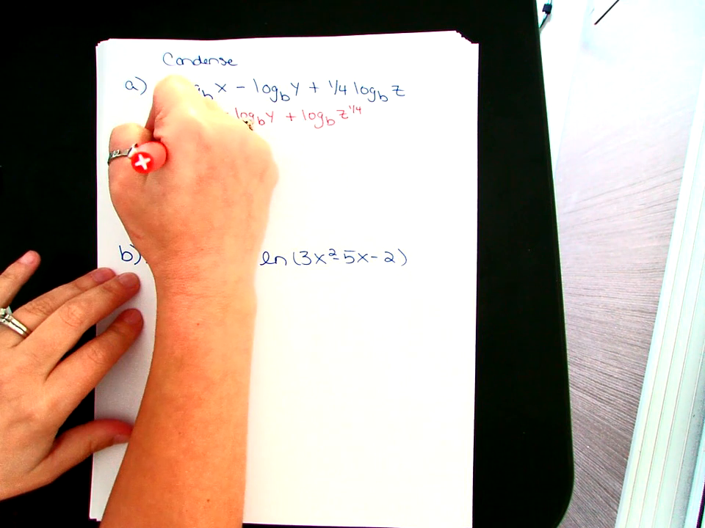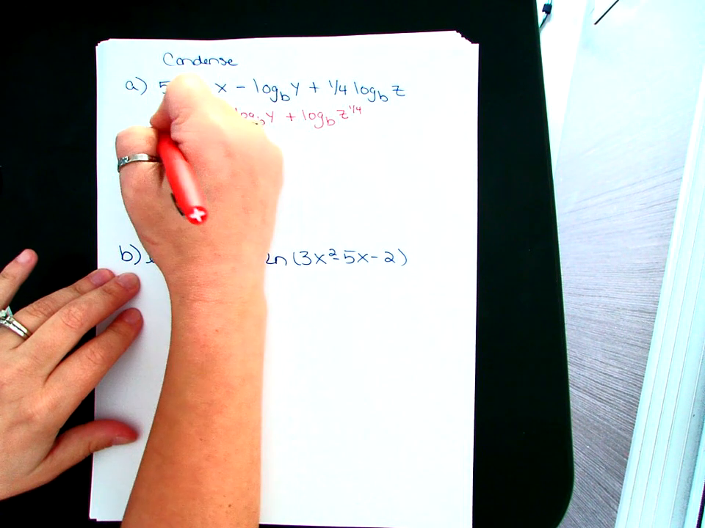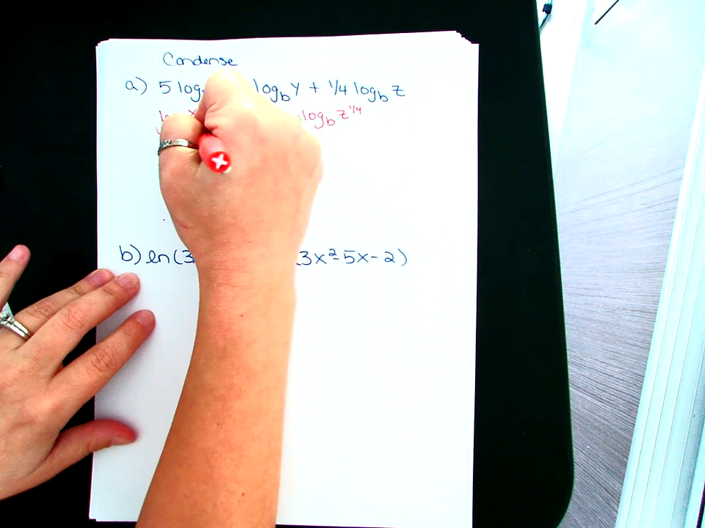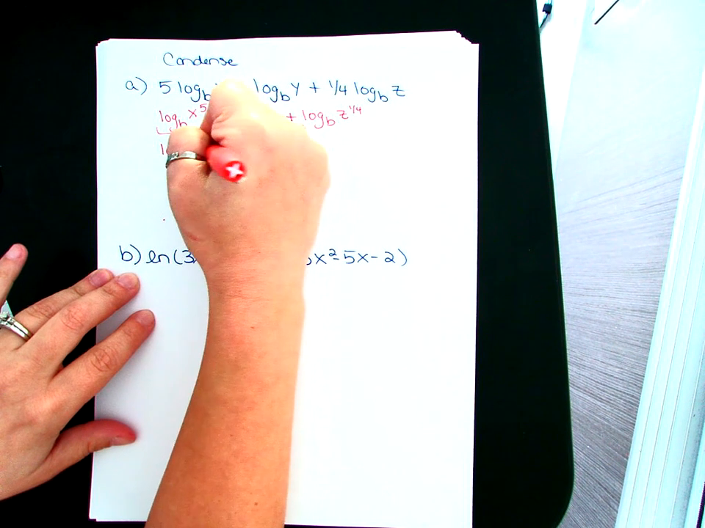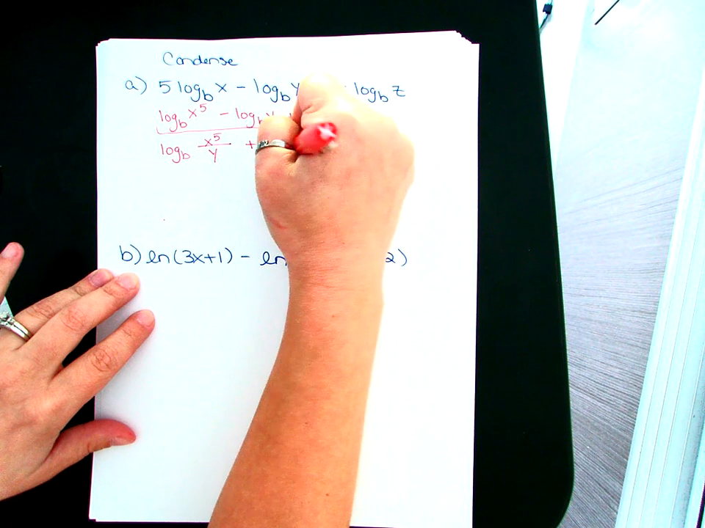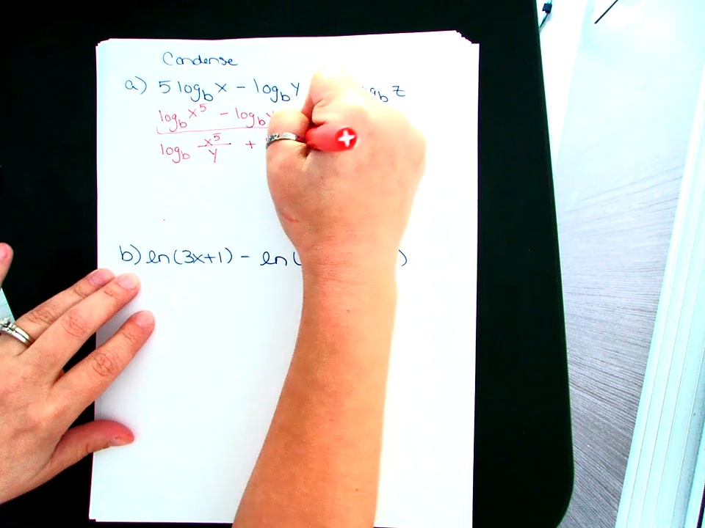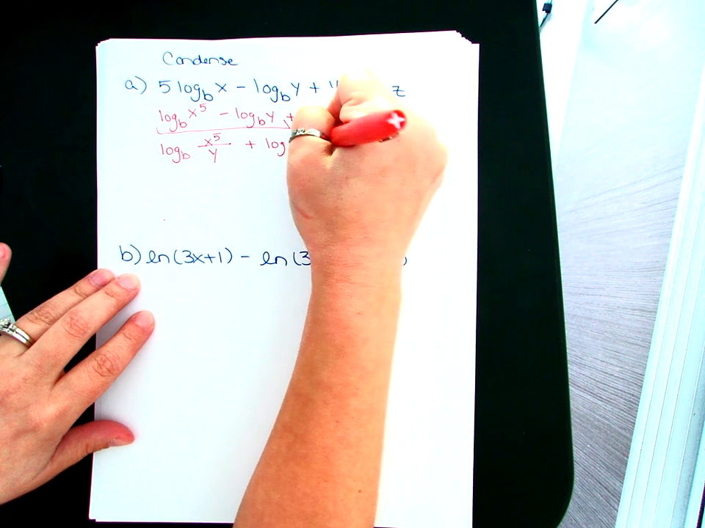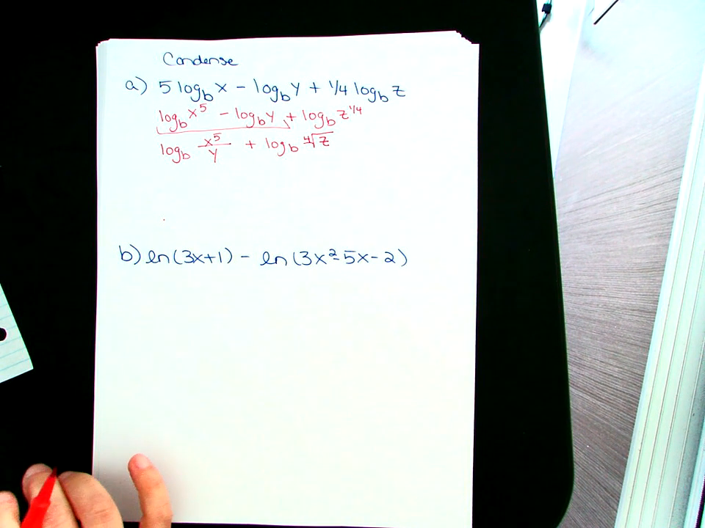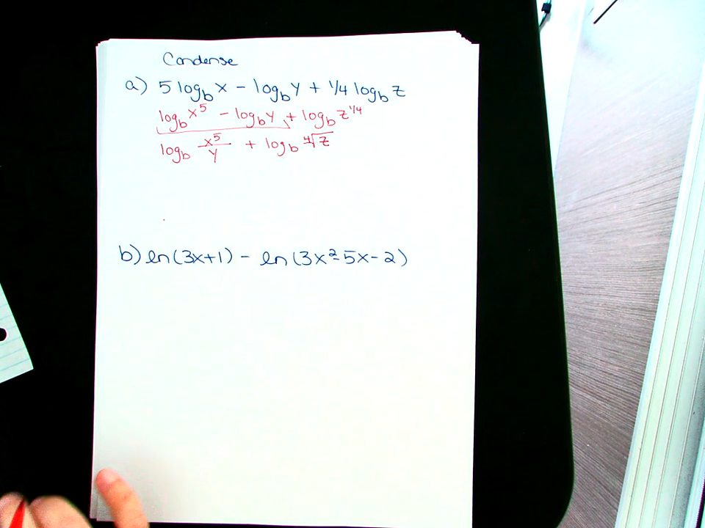Okay, so we're going to combine these two using our division or quotient rule. And we saw this plus log base b, and then I'm going to go ahead and make this into a 4th root of z. If you have a rational exponent that's never going to be completely simplified, it's better for you to put it in a radical format.